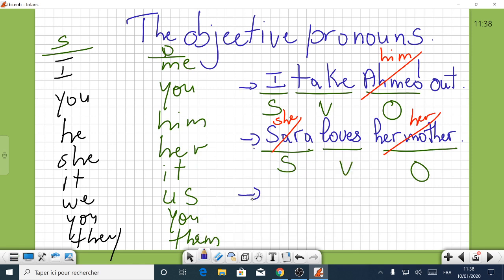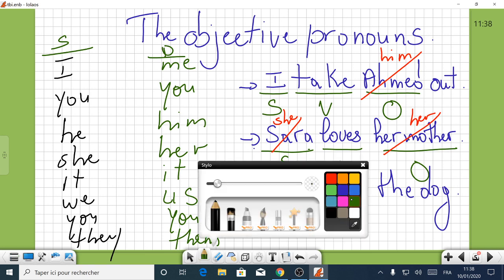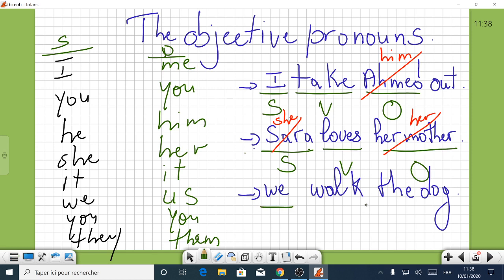Now I write, we walk the dog. As usual, we have here subject, and we have verb, and we have object. Subject, verb, object. So the idea is, if you want to take the dog, what is the dog? The dog is an animal. So as I told you, if you want to replace the object with an animal, the animal or object are it. So we say, we walk it.